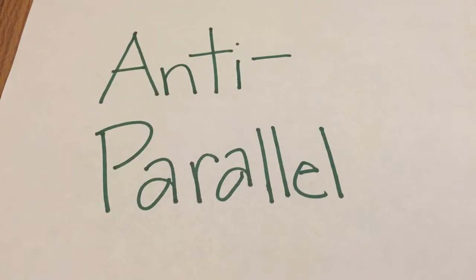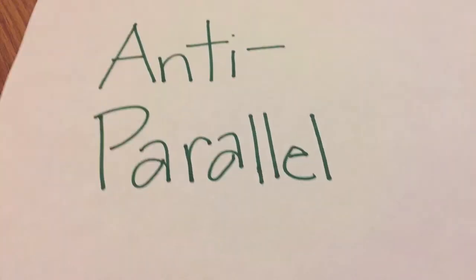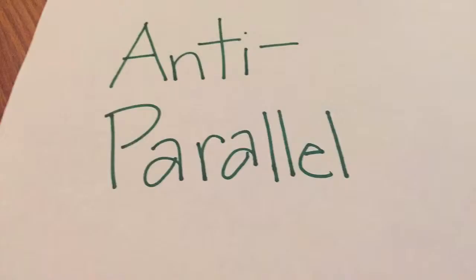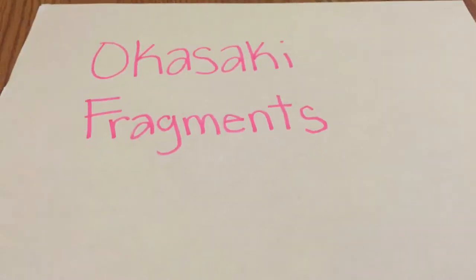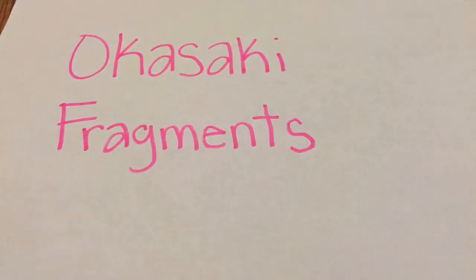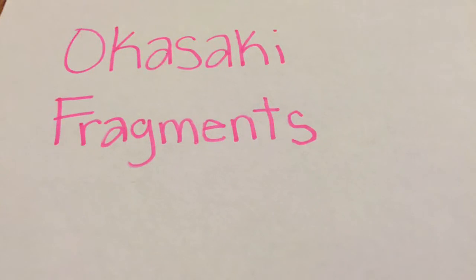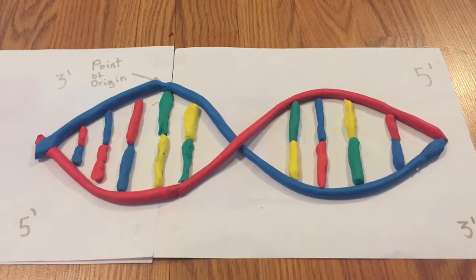Now we have anti-parallel. Anti-parallel simply means that while it's parallel, it goes in the opposite directions. By directions, we mean 5' and 3'. These are directions that DNA can go in. It is based on their backbone of carbon. And we have Okazaki fragments. Okazaki fragments are just simply parts of the lagging strand that are not complete.